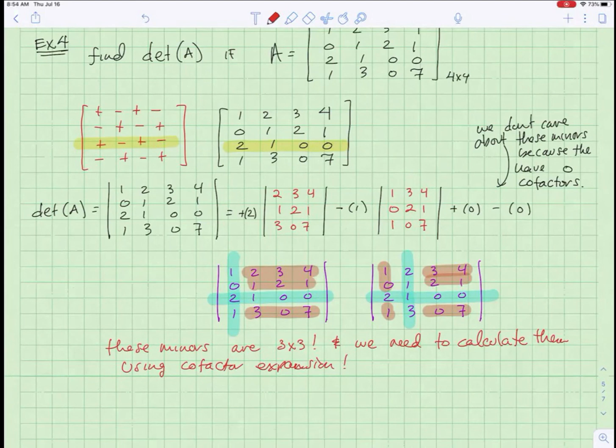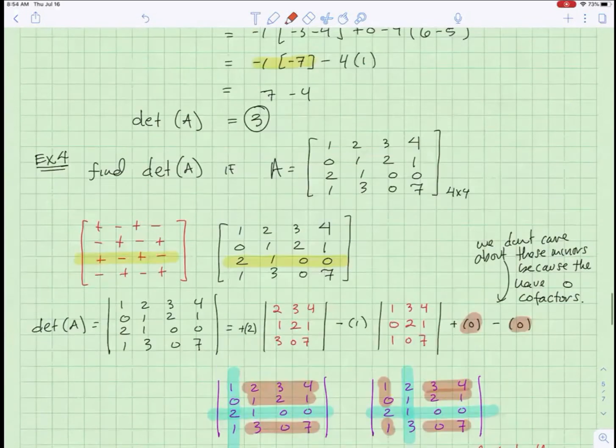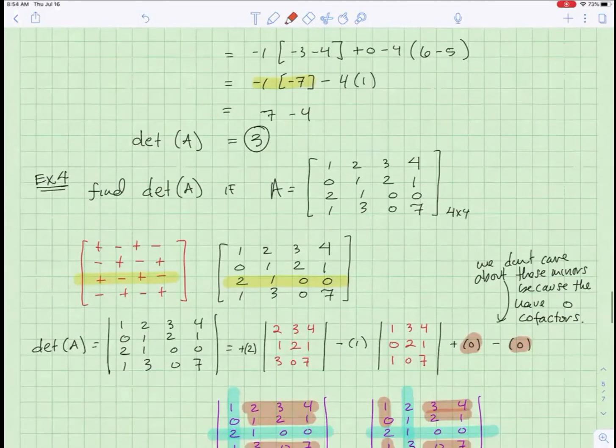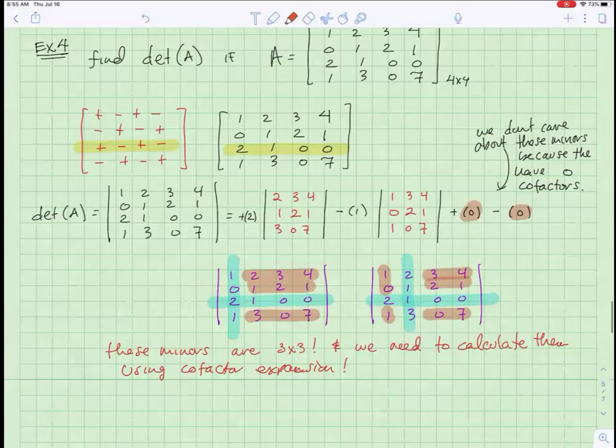So had we not picked a row or column with the most amount of zeros there, we would have had to do 4 3x3s, which would have been this example 4 times, right? So it's really, really important that you, when possible, choose the row or column with the most number of zeros. Okay, so let's continue.